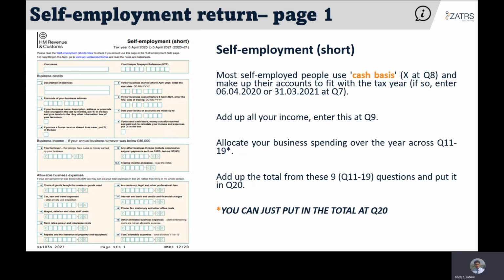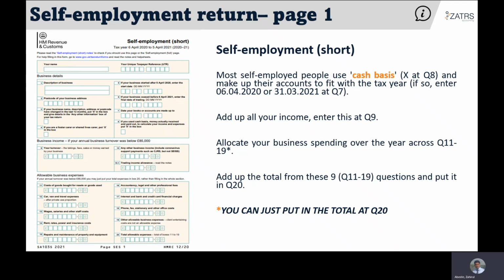On the next important bit, in some ways even more important, are the expenses that you have had, what you have spent in the business. We'll say more about what counts and what doesn't in the next few slides, what you can declare as expenses in each of the boxes, separating out your expenses into different categories. You don't need to do that. If you want, you can just total them all up and put the total in question 20 at the end.